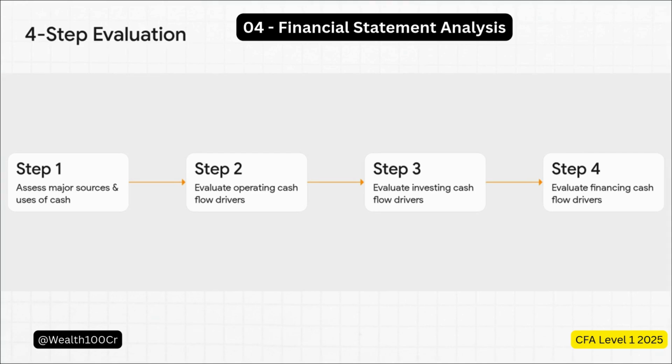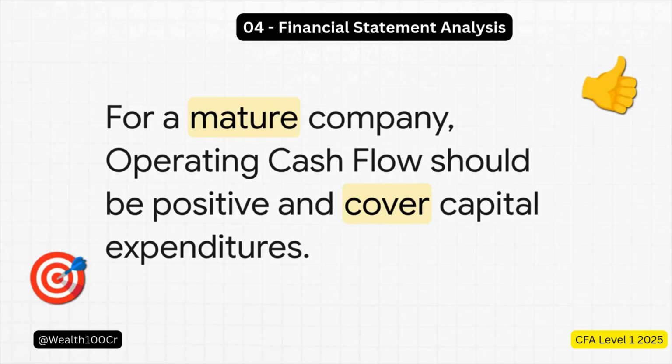Then, we zoom in on each section: operations, investing, and financing, to figure out what's really driving the numbers. Think of this as your roadmap for any cash flow statement you ever look at. This brings us to our first major checkpoint.